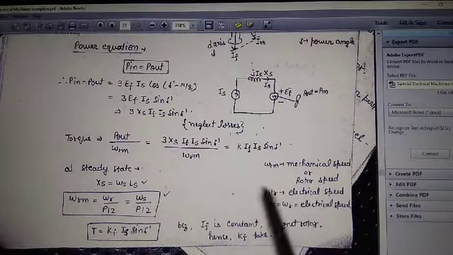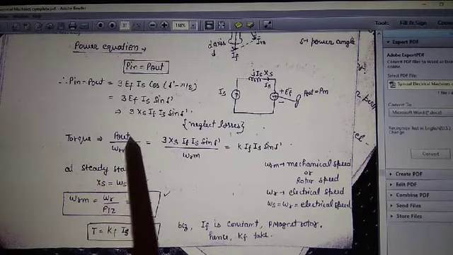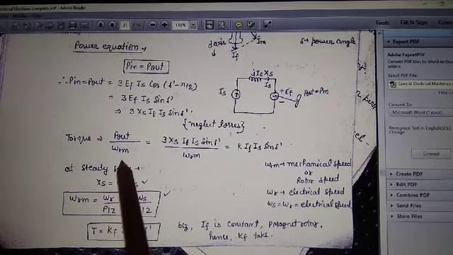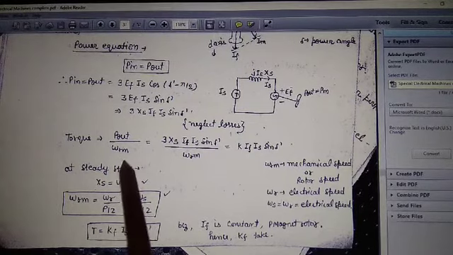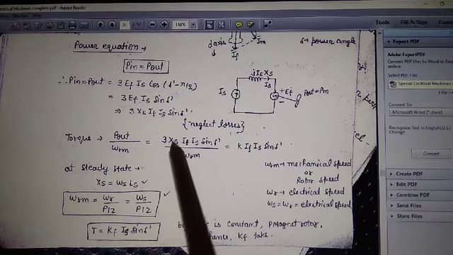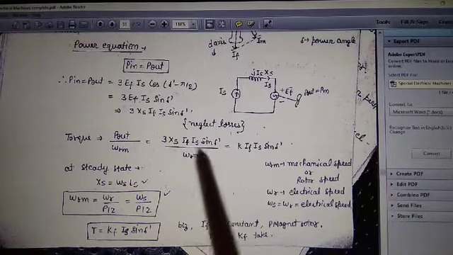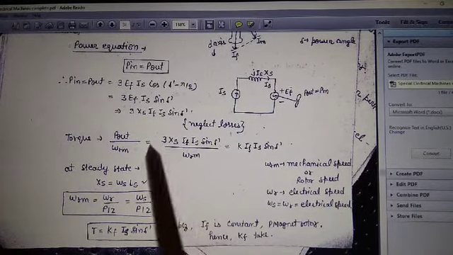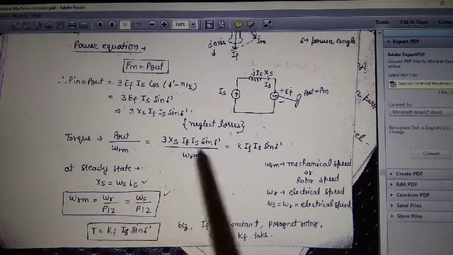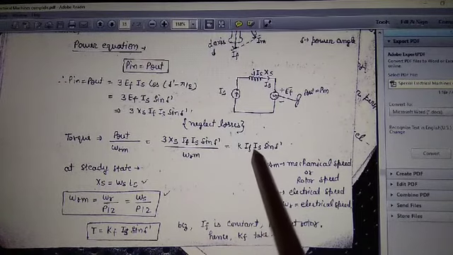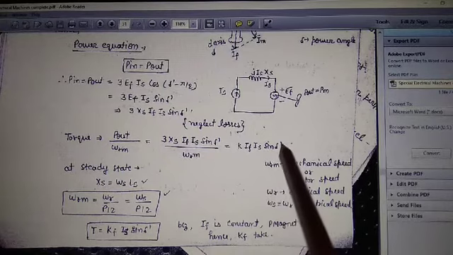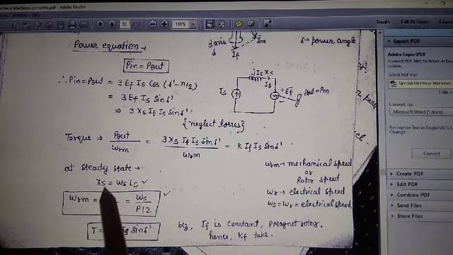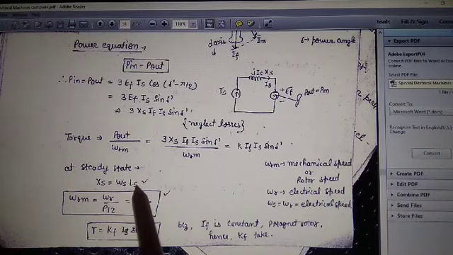If we represent the torque equation equal to P output upon omega m, where omega m is your mechanical speed or rotor speed. So P output is 3 E_F I_S sin delta divided by omega m. If we suppose a constant value of this, then K times I_F times I_S sin delta prime. At the steady state, X_S equal to omega s into L_s.